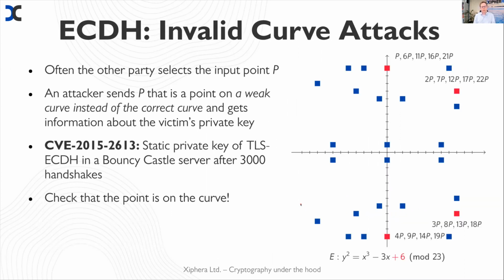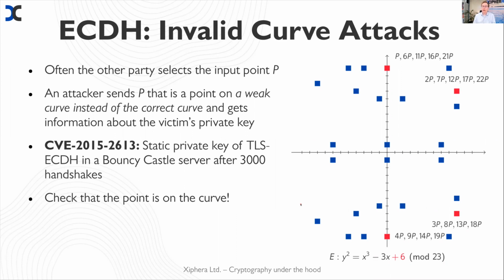Okay, another example relates to the fact that actually not all curves are created equal. So even if the parameters look very similar, you might have a strong curve and a weak curve. And in many elliptic curve protocols, the other party sends a point, and then the receiving party uses that point together with its own private key. And by sending a point that is actually not on the correct curve, but on some other much weaker curve, an attacker can learn information about the victim's private key.